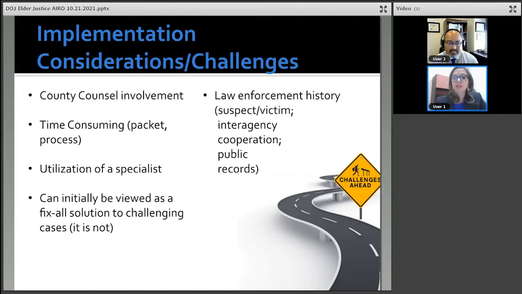And so we just have to remember the intent of the AIRO versus the intent of some of our other interventions. And then also, part of the restraining order is identifying criminal history and different types of records that are helpful for the petition. And so we have found that it is helpful to have some type of interagency cooperation as far as access to criminal records and so forth.